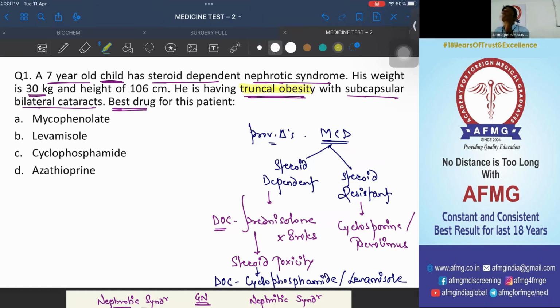Along with that, we know which are the most common drugs to cause cataract. What is the most common cause of drug induced cataract? Steroids. So steroids on a long term are also known to cause subcapsular cataracts in the eye. So definitely here the patient is talking about features of steroid toxicity, and in that case, what should be the drug of choice? First line would be cyclophosphamide. If that was not an option, I would have gone for levamisole. Even if that was not an option, I would have gone for mycophenolate mofetil. But first line is cyclophosphamide for this. Okay? This needs to be remembered.